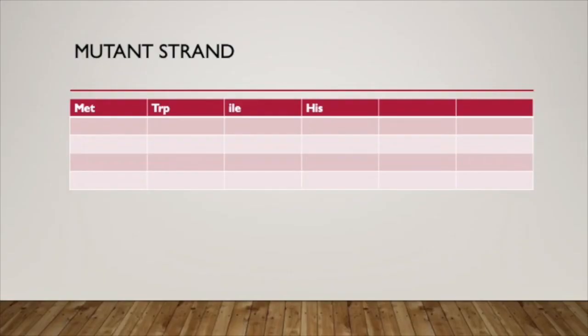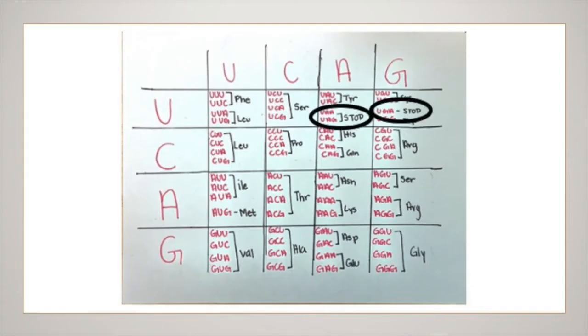We already found the codons for the first two amino acids, so let's fill them in. MET codes for AUG and TRP codes for UGG. Isoleucine can be AUU, AUC, or AUA. Histidine can be CAU or CAC. We are not done yet because there's also a stop codon, which does not produce an amino acid. Our stop codons are UAA, UAG, and UGA.